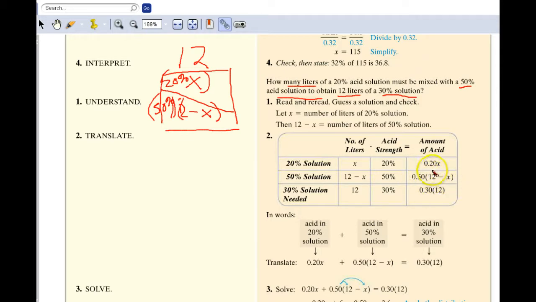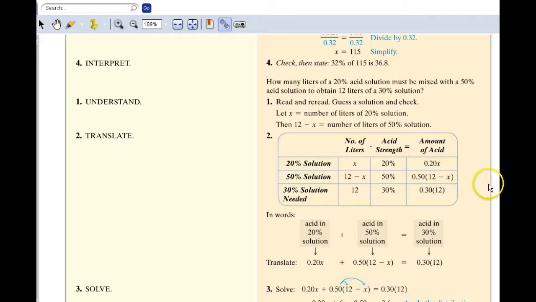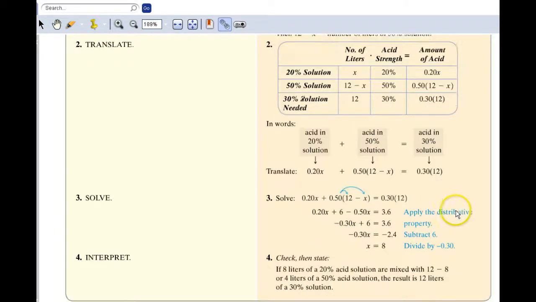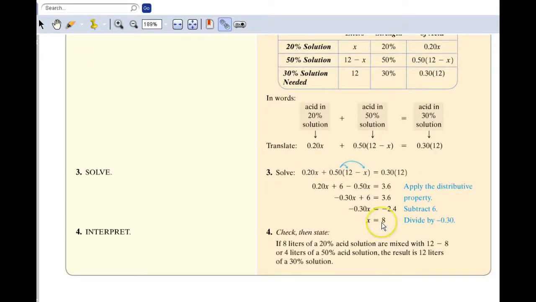Has to be in parentheses. So we distribute that. And you're going to make eventually 12, which is 30%. So to translate it, there's the first part, plus this will equal that. And as you do it, you will find out what x is. And as they are showing here, x is going to be 8.